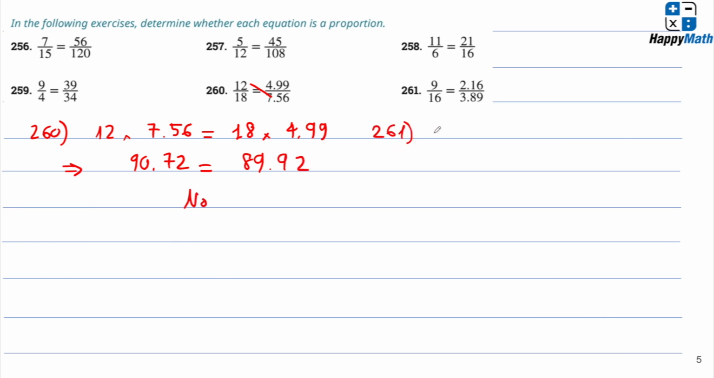And the last one, 9 multiply 3.89 and then 16 multiply 2.16. Okay, compare together. You have here 35.01, and 16 times 2.16 here means 34.56. Yeah, no, that cannot be a proportion. Okay, we finished this one.